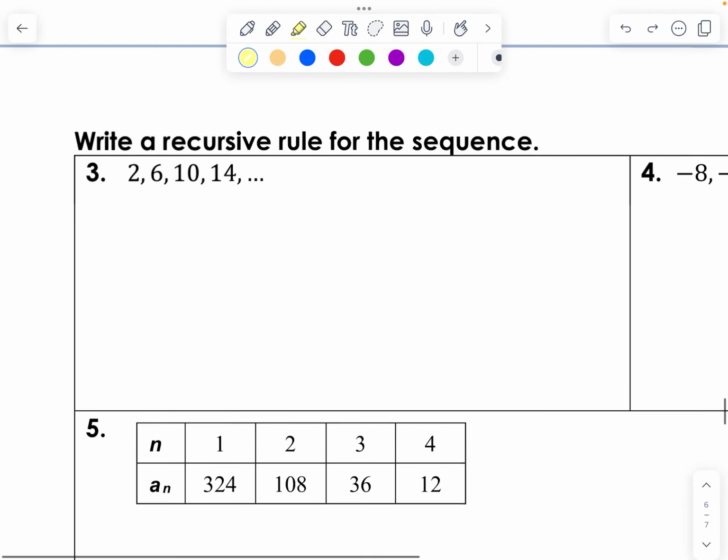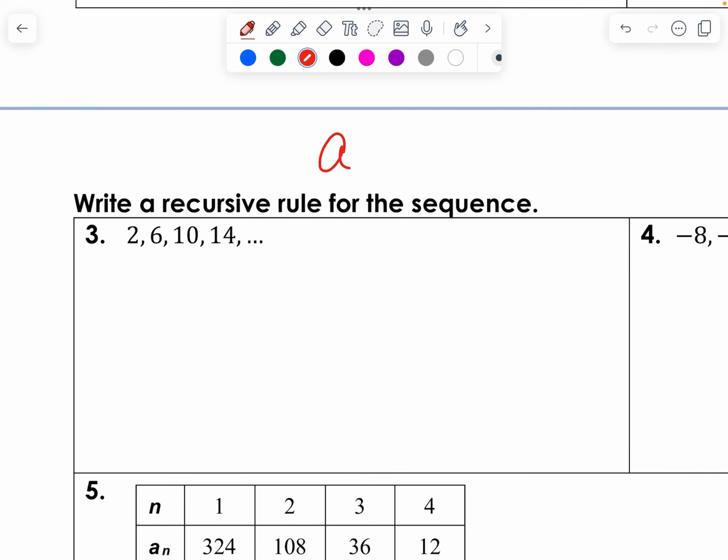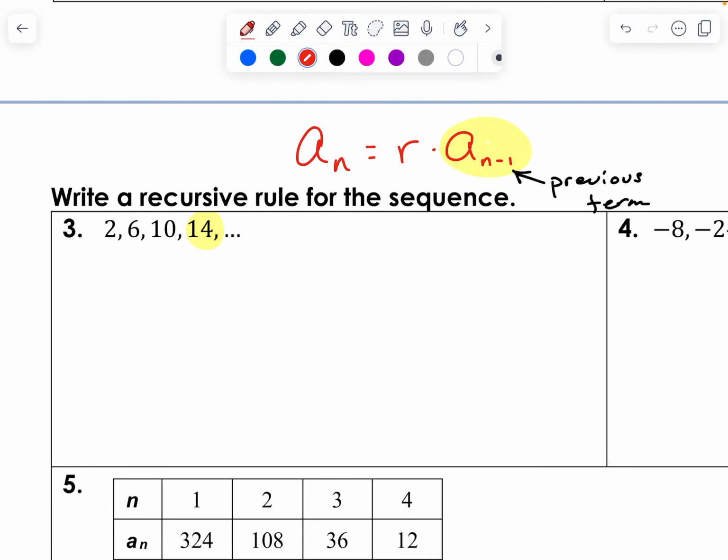So for a recursive rule, what you need is A sub n equals the rate times the previous term. That's all this means. It's whatever term you just had. So I've got 2, 6, 10, 14. What can I do? I can check what pattern I have. Is this geometric? No, it's arithmetic. I'm adding 4 every time.